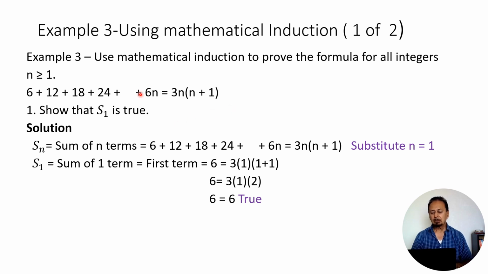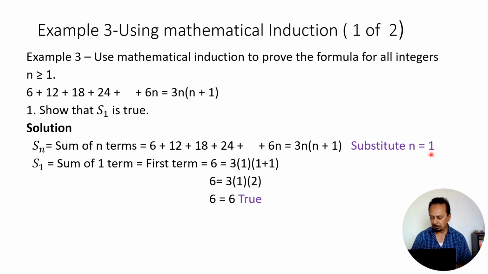Example 3. Use mathematical induction to prove the formula for all integers n greater than or equal to 1: 6 plus 12 plus 18 plus 24 plus up to 6n equals 3n times n plus 1. So number 1, show that S1 is true. So let's start with S sub n, the sum of n terms, which is 6 plus 12 plus 18 plus 24 plus up to 6n equal to 3n times n plus 1.